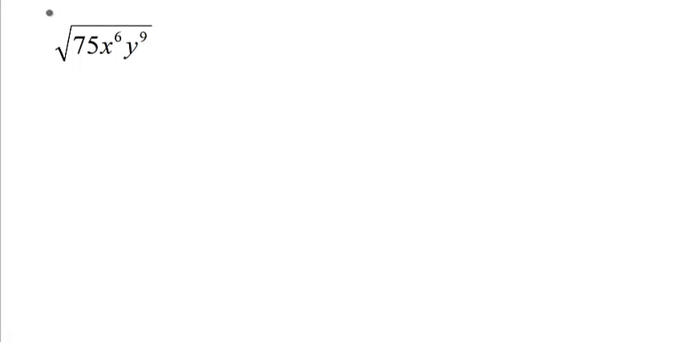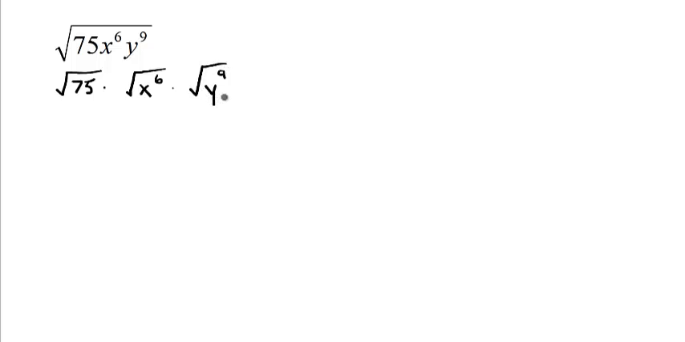In this video we have a radical expression that we want to simplify. We have three different parts that go into it: 75, x to the 6th, and y to the 9th. So let's break it up into three separate parts, make it like three different problems. So we have the square root of 75 times the square root of x to the 6th times the square root of y to the 9th.